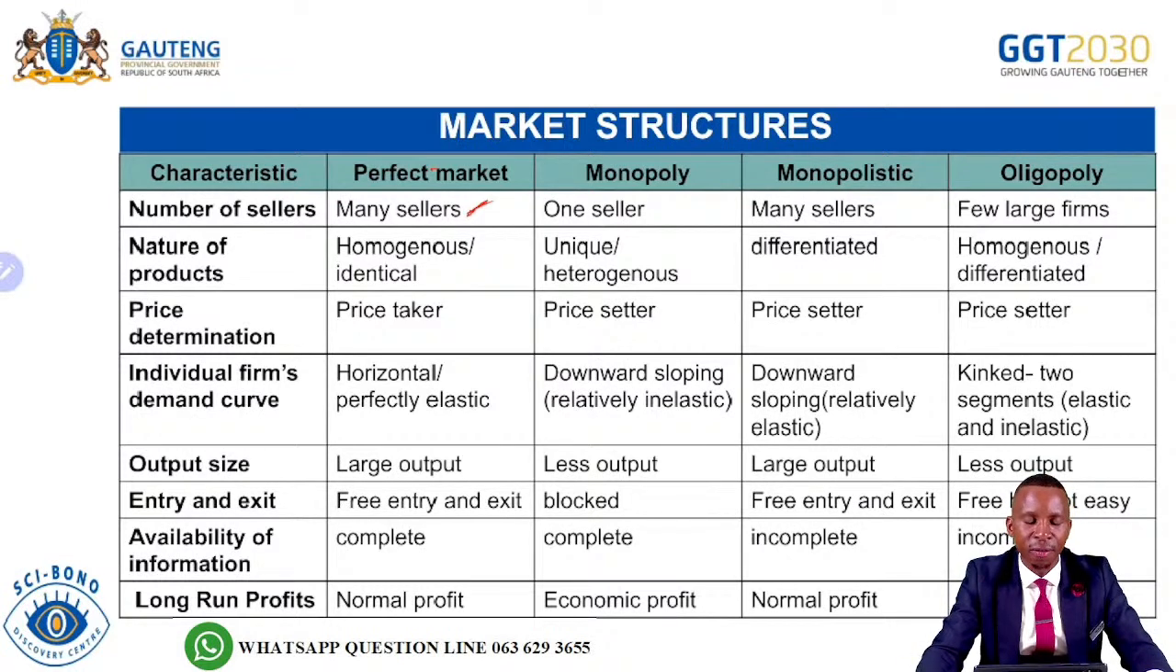Individual firm demand curve. The demand curve for the perfect market is horizontal or perfectly elastic. That is due to the fact that the firm is a price taker, does not have any influence over the price. While under the monopoly, the demand curve is downward sloping and also relatively inelastic. That is due to the fact that the firm is the price setter. It always increases the price to reduce the output and decreases the price to increase the output.